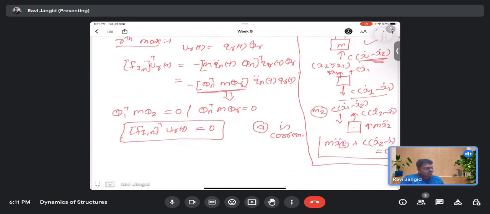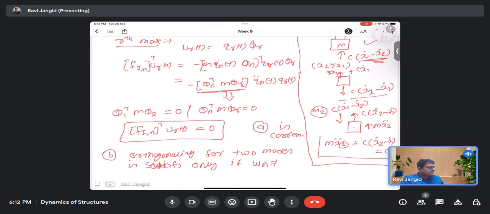So in option B, my orthogonality for two modes is satisfied only if omega n is equal to omega r.